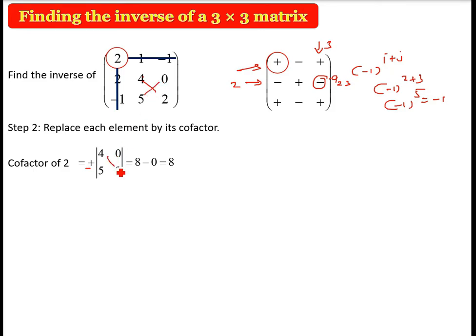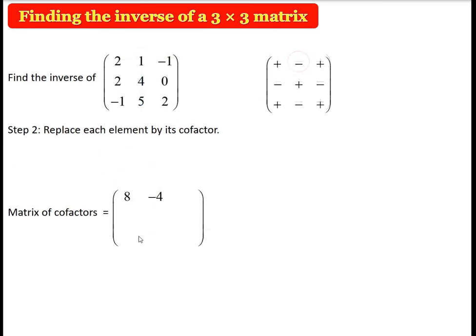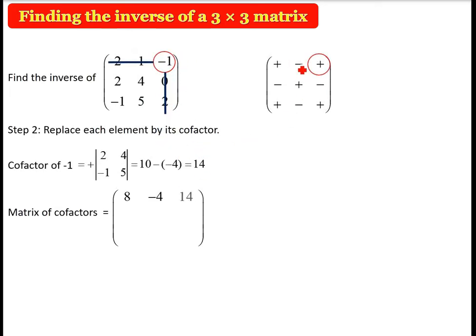Okay, 4, now cross multiply. 4 into 2 minus 5 into 0, 8. So we will do it for every element. For example, we are doing it for 1. So you hide row and column 1, and 2 minus 1, 0, 2 will come. And then you know what the signs will be. So 2 into 2 minus 1 into 0, and that is going to replace 1. Then for minus 1, what will be the cofactor? 2, 4, minus 1, 5: 2 into 5 minus 1 into 4, and you are going to take the plus sign. And you replace this minus 1 with 14, right?